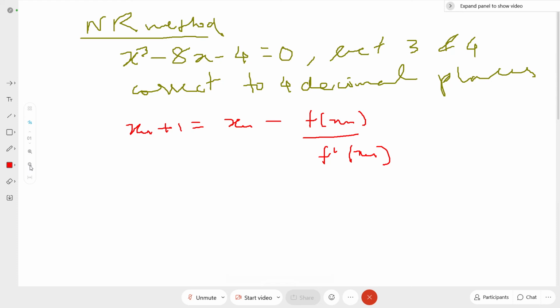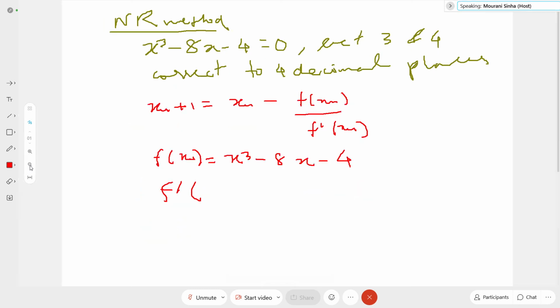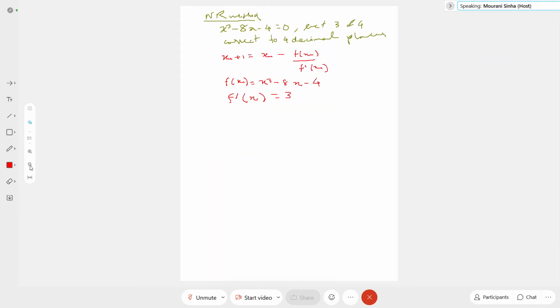Okay. So I start with the computational table. Before that, let us put the f(x) value. f(x) is equal to x cubed minus 8x minus 4. You need f dash xn, so f dash x you compute and keep it: 3x square minus 8.